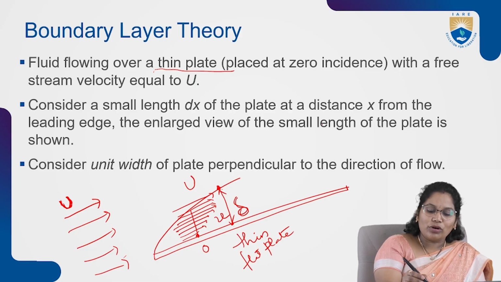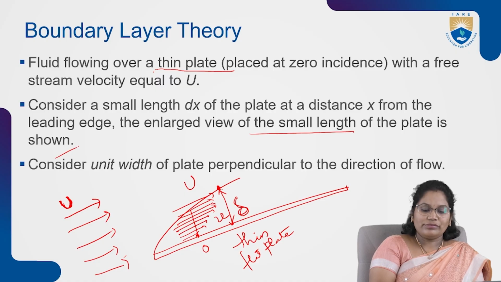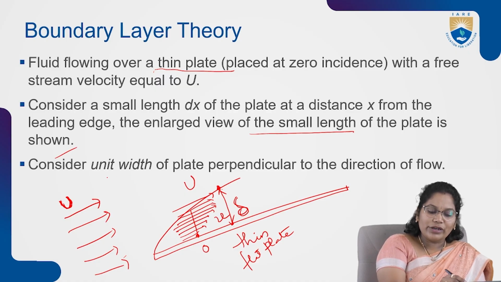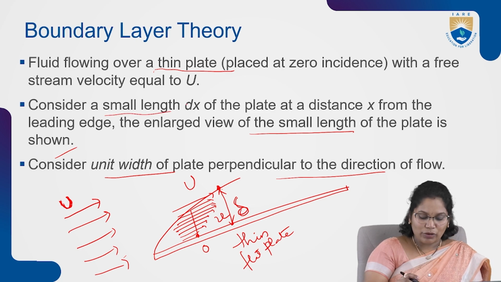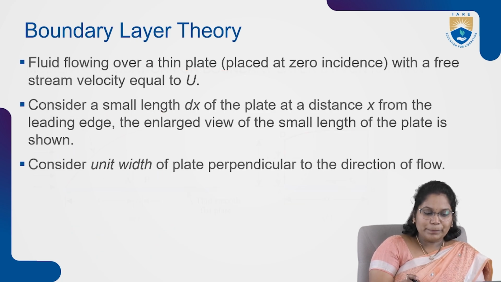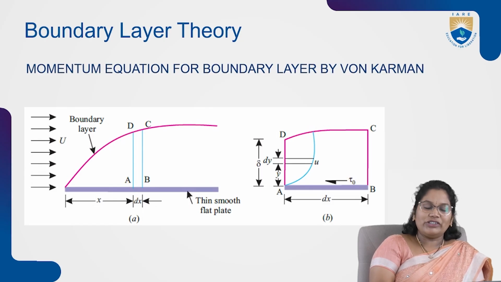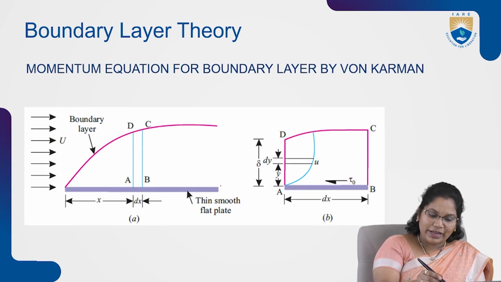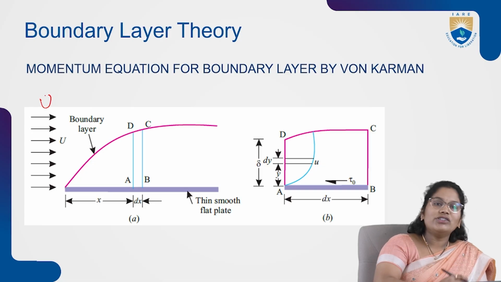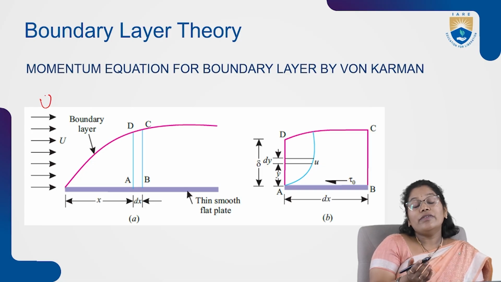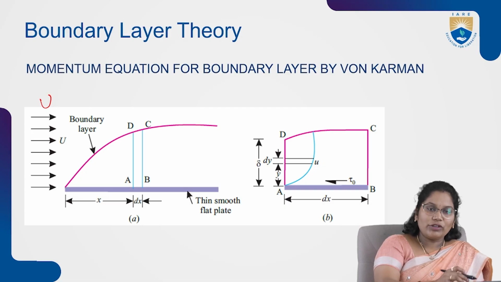The enlarged view of the small length of the plate is shown, considering a small unit width of the plate perpendicular to the direction of the flow. These things we now see in the image. This is your flat, smooth, thin plate. Capital U is your free stream velocity, which is the velocity before entering the fluid.